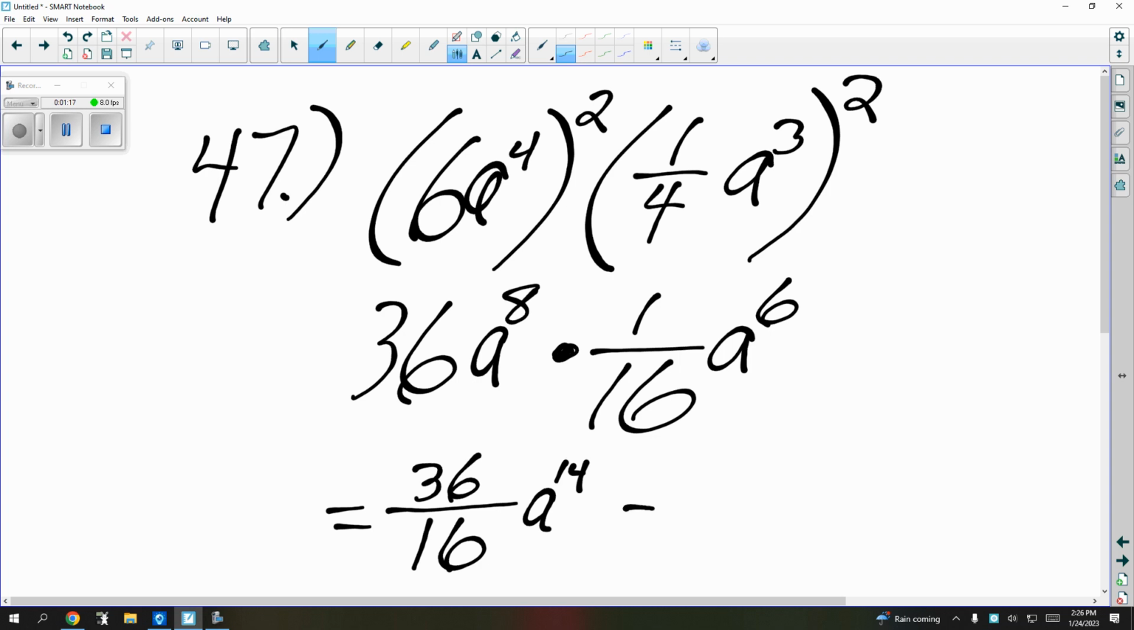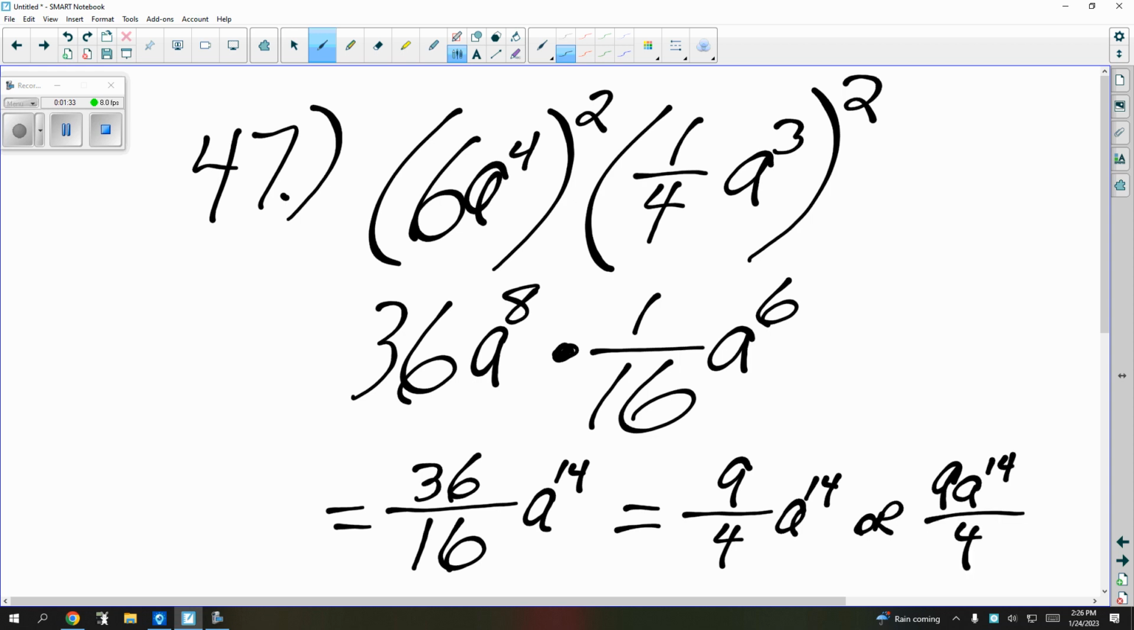So divide each by what? 4. So it's going to be 9/4 A to the 14. Or if you wanted to say 9A to the 14th over 4, that's fine also. Okay? So you don't multiply the 6 and the 1/4 first, right? Just do it like that, and that's beautiful. I like this answer better, but that's just me.